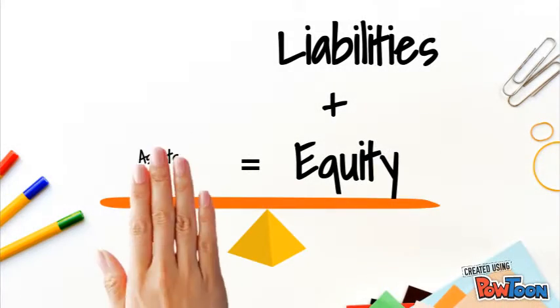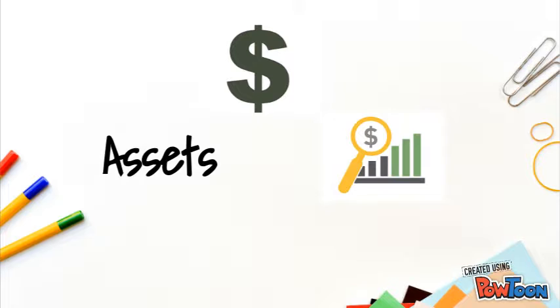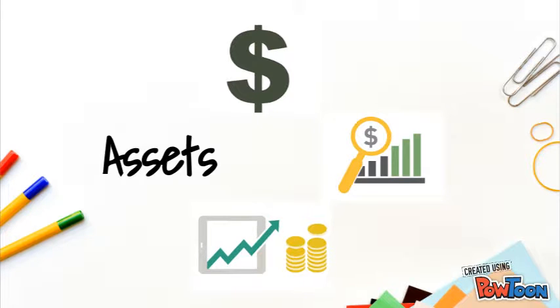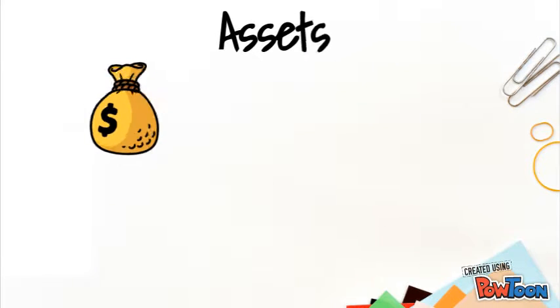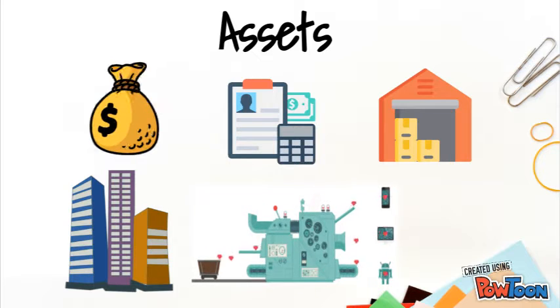On the left-hand side of the equation, you have assets. Assets are defined as a resource that are owned by a company that have an economic value. Assets are used to generate revenue or have the potential to generate revenue in the future. There are many types of assets, such as cash, accounts receivables, inventory, and fixed assets like property, plant, and equipment.